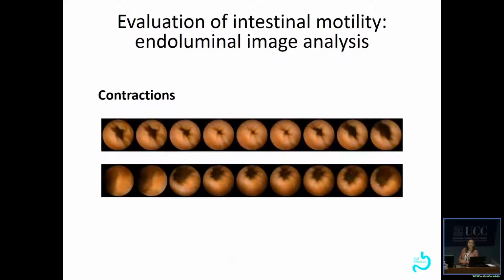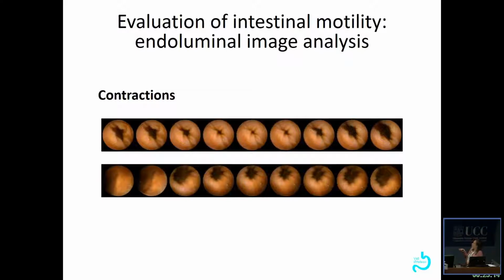So first, obviously, we thought we would need to measure contractions. And to do this, we separated the video into individual images. The capsule takes 2 images per second. So these strips are 4-second strips. So this is 4 seconds, and the contraction is characterized by an open lumen, which closes in the middle and opens again. What we saw is that not all contractions were occlusive. We also saw that there were many non-occlusive contractions in the small bowel.